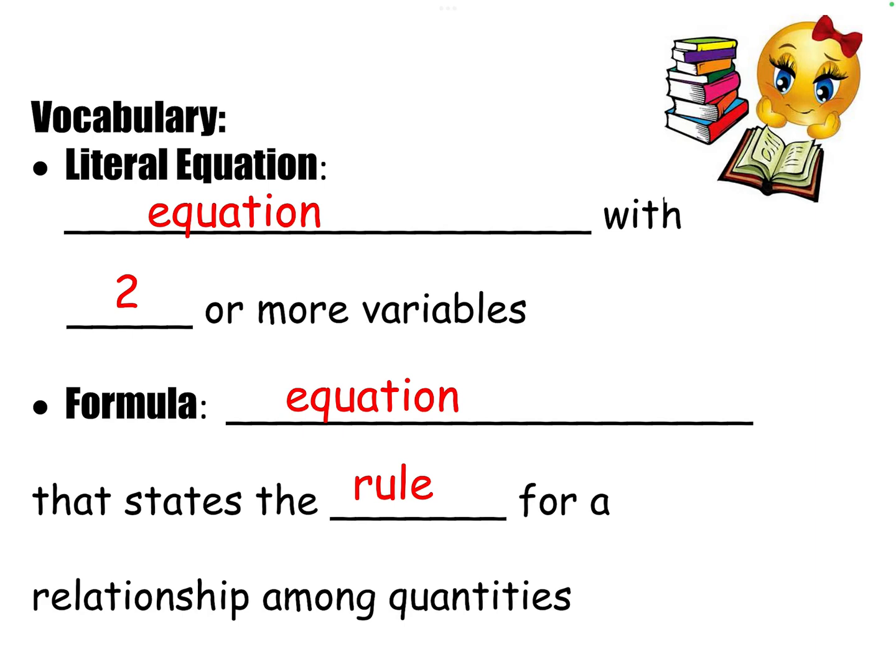Today's topic, we'll be looking at rewriting equations for a given variable. So there are two types of equations we can rewrite. The first type is called a literal equation, and that is just an equation that has two or more variables in it. Then there are special types of literal equations that are referred to as formulas.